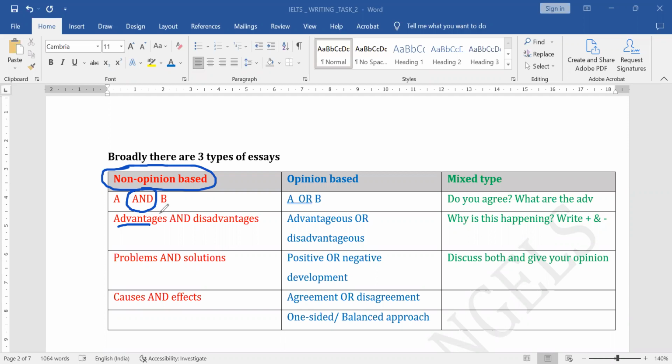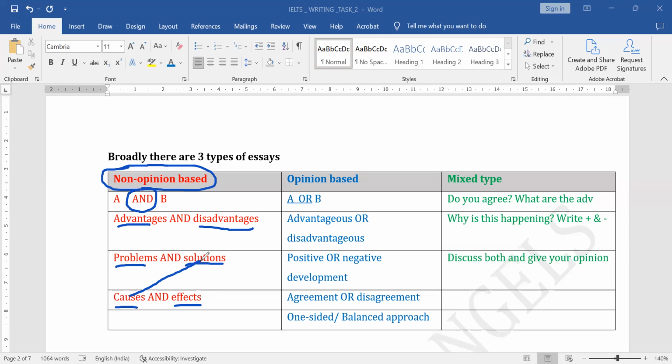Whatever topic they have given, I just have to think of advantages in one paragraph and disadvantages in the other paragraph. Or maybe problems and solutions in the other paragraph, or causes and effects. Sometimes there's causes and solutions as well, like what is the cause of this and what can be done. So this can also be a combination.